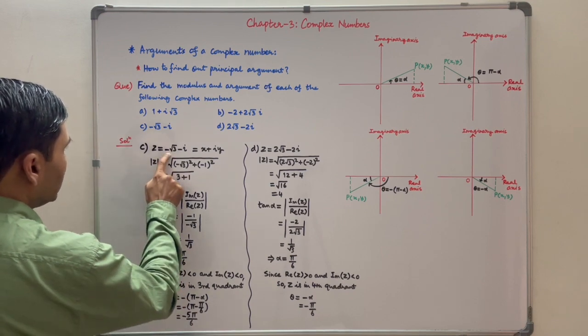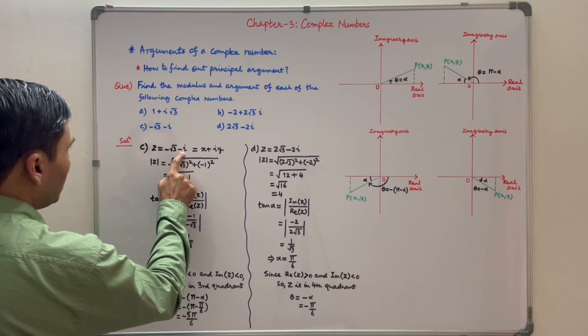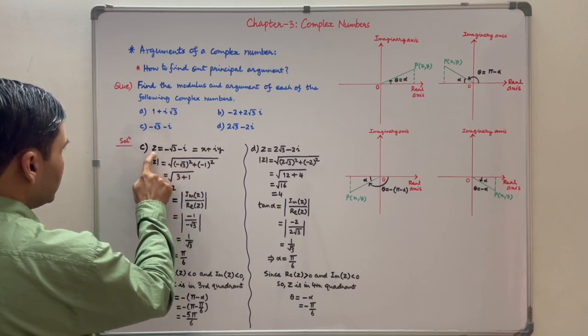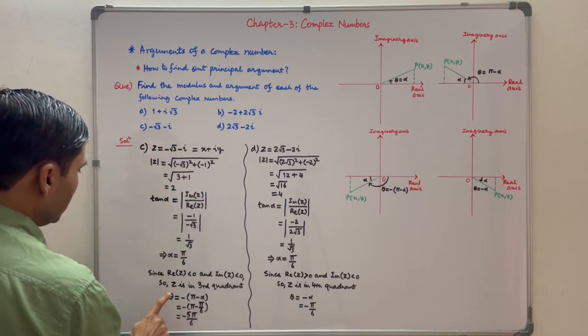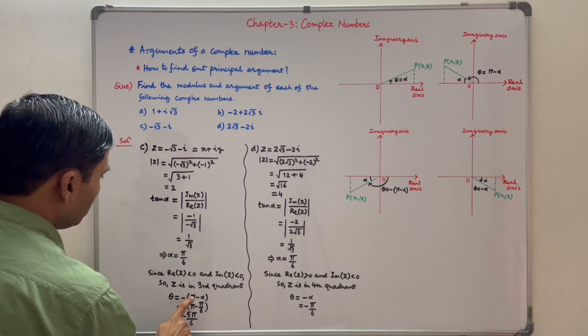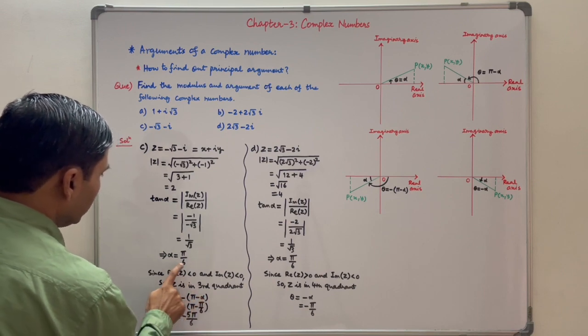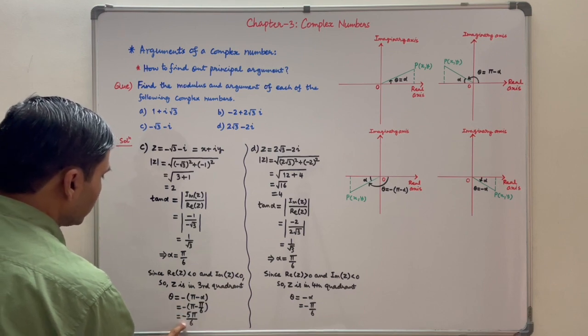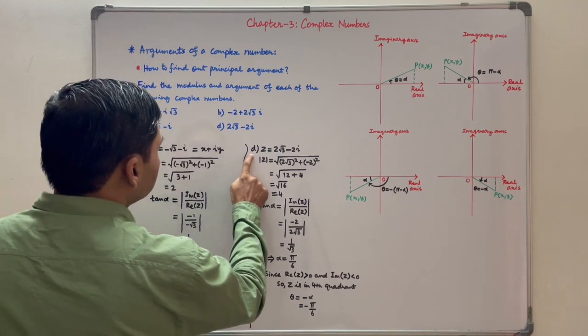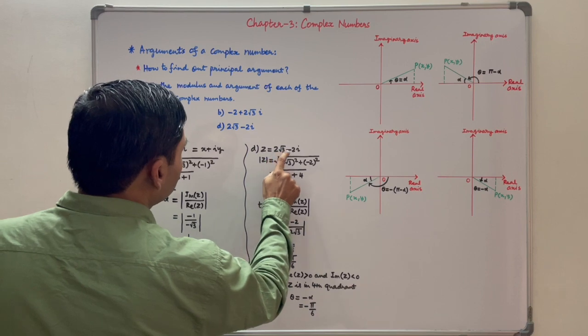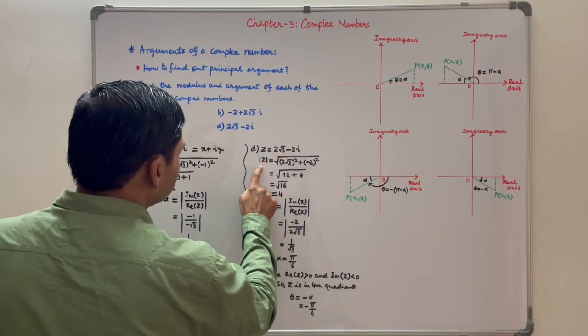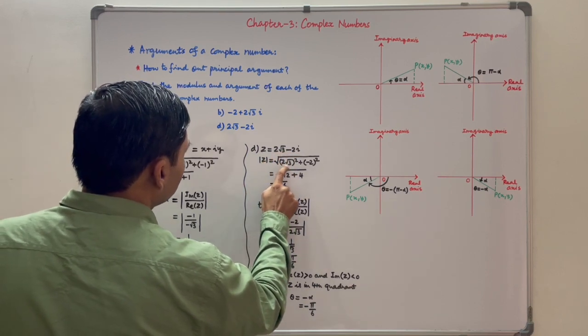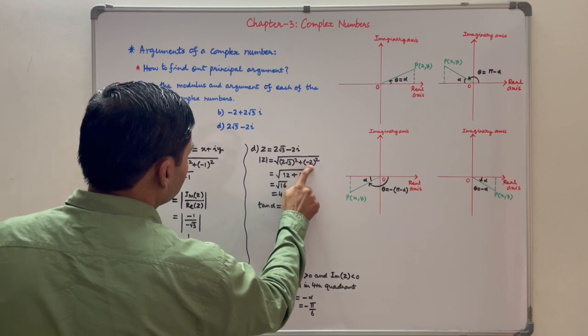Here real part is negative and imaginary part is also negative. So z is in third quadrant. So theta is equal to minus pi minus alpha. Alpha is pi by 6. So theta is equal to minus 5 pi by 6. Part D. Suppose z is equal to 2 root 3 minus 2i. So mod z is equal to under root real part squared plus imaginary part squared.